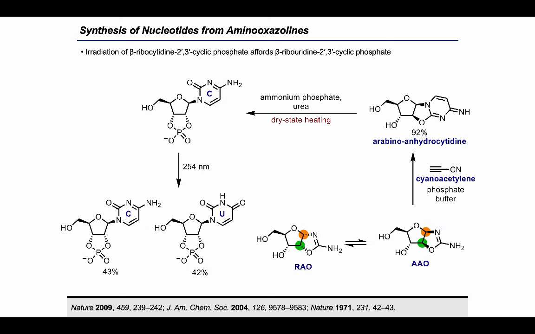Furthermore, simply shining light on cytidine 2'3' cyclic phosphate leads to the recovery of the starting material in 43% yield, alongside 42% U formed from hydrolysis of C. In principle then, what we have here is an efficient route to both U and C nucleotides, if we can access these aminooxazolines, either RAO or AAO. So what we want is a method that makes RAO and AAO without resorting to making ribose itself.